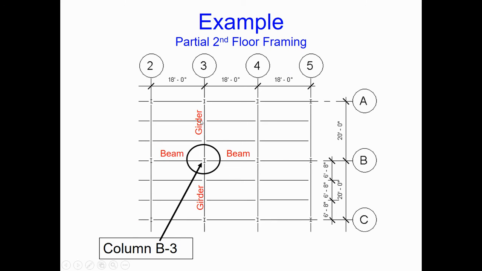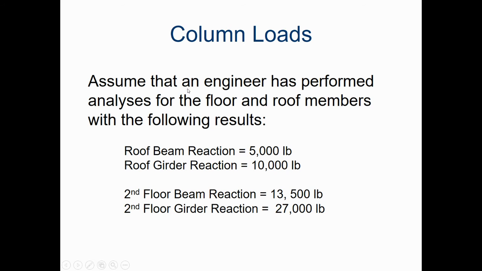Here's straight down. You've seen this before. We have girders acting on the beams, acting on the columns. We have two beams that are acting on the columns as well. So what we're trying to do is figure out the loading on this column right here. So it says, assume the engineers perform the analysis for the floor and roof members with the following results. So roof beam reactions are 5,000 pounds each. So this is the end reaction. The girder reaction is 10,000 pounds. So that's for each one of the beams and each one of the girders. And then for the second floor, we have reactions of 13,500 and 27,000 pounds.